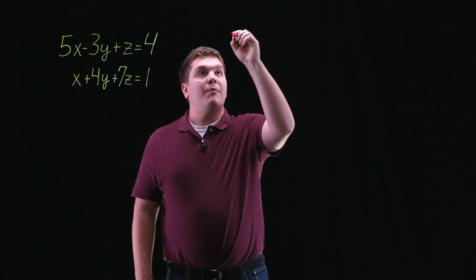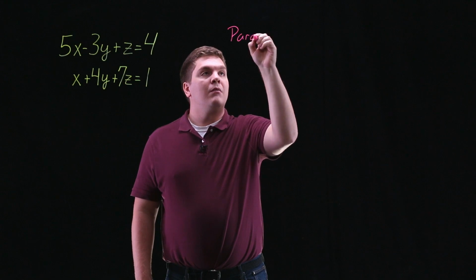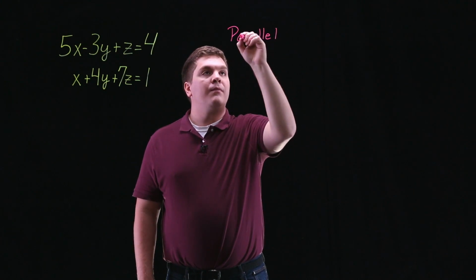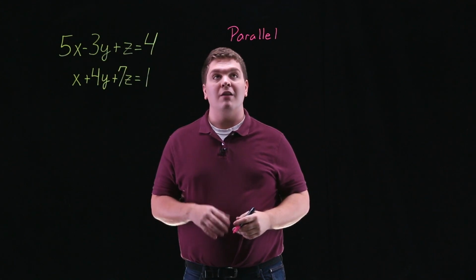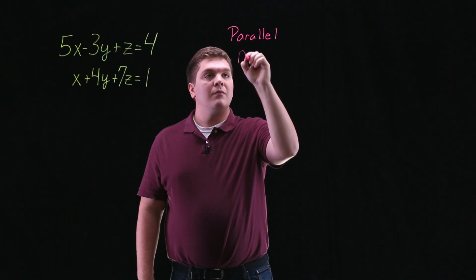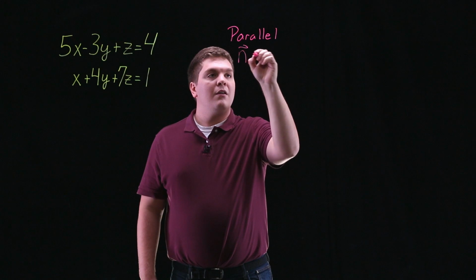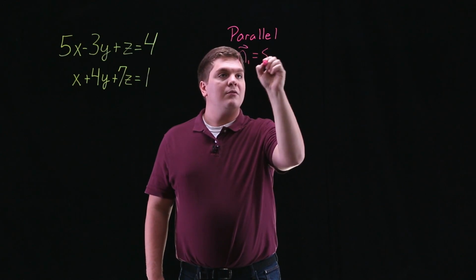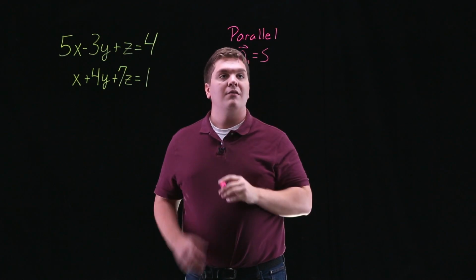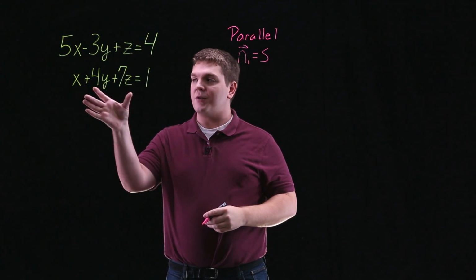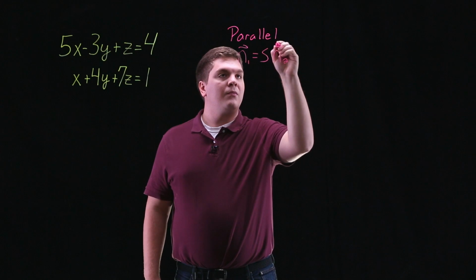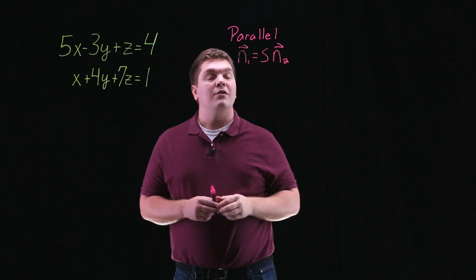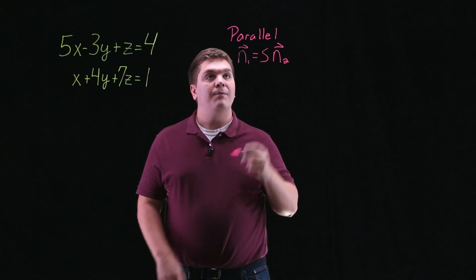So two planes are parallel if we take a vector which is normal to the first plane, let's call it n1, is a scalar multiple, so is equal to s times a vector which is normal to the second plane. Let's call that one n2. So this is what it would mean for the two planes to be parallel.